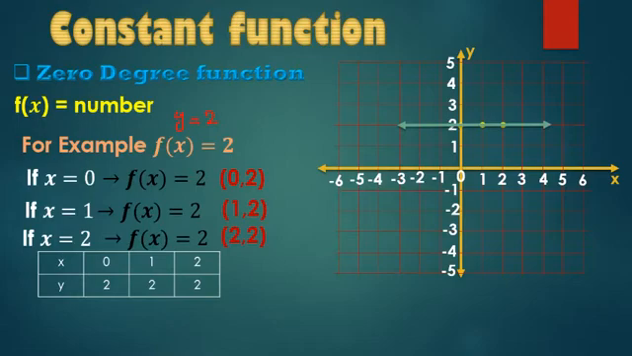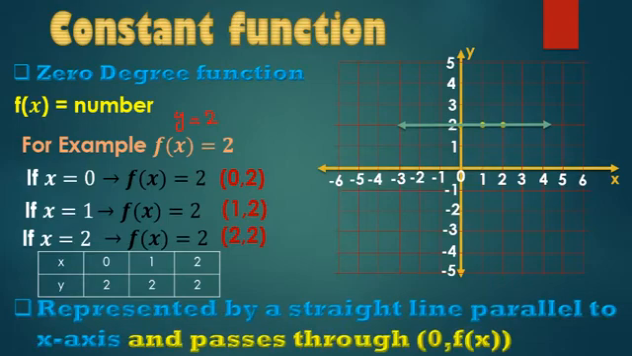It's a rule: any constant function is represented by a straight line parallel to the x-axis. This line passes through the point (0, f of x), or intersects the y-axis at (0, f of x). This is (0, 2). As we see, this is the intersection with the y-axis, (0, 2). The 2 here is the f of x. Okay, let's see some examples for the constant function.